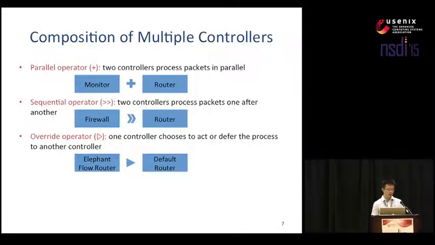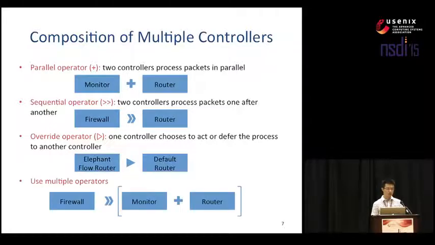We can also use multiple operators to compose more than two controllers. For example, we can have a firewall controller to filter packets first, then we have the monitor controller and the router controller to process packets in parallel.